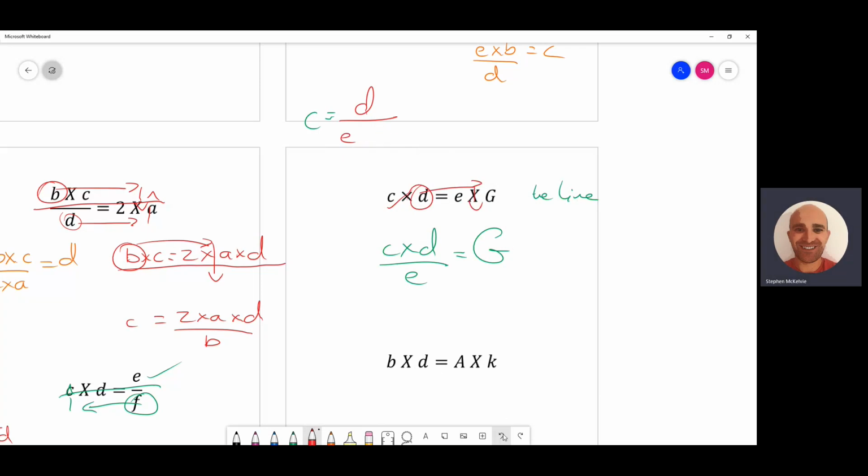That's incorrect. Sorry, I got distracted by something. D goes to the bottom of the line. E times G over D is equal to C.